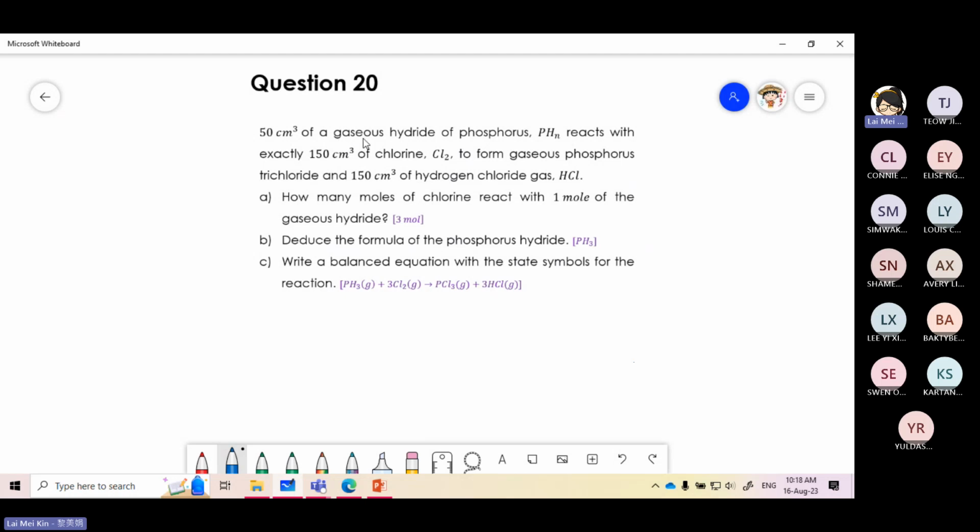Okay, I've given you the formula, gaseous hydride of phosphorus. So the formula is PHn. It reacts with exactly chlorine to form phosphorus trichloride. What is phosphorus trichloride's formula? PCl3. Trichloride means 3 chlorine. Tri, okay, 3 chlorine, and HCl.